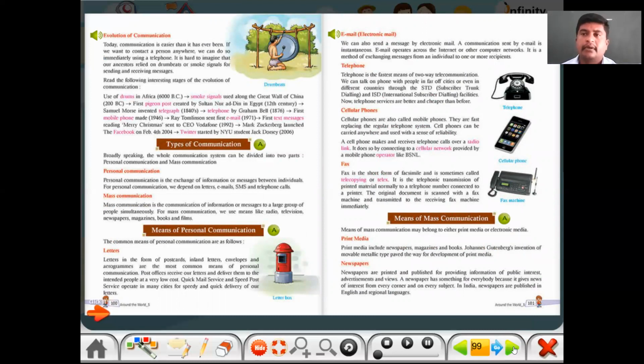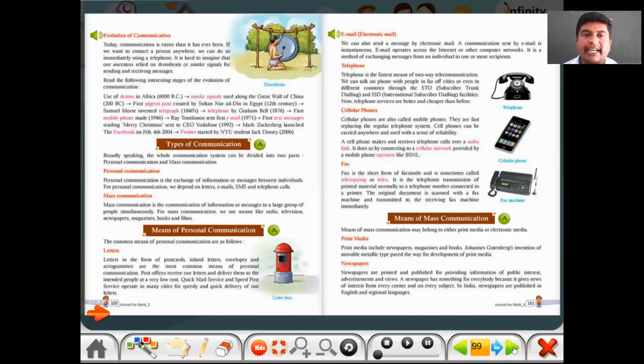Compared to previous times, imagine if there was no mobile, no email, no fax, how our ancestors were communicating. Do you know the kings were using pigeons as a means of communication? The letter was tied to the feet of the pigeon, and the pigeon flew in the sky and delivered the letter to the particular person it was meant for. Am I right? So compared to previous times, communication is much easier today.